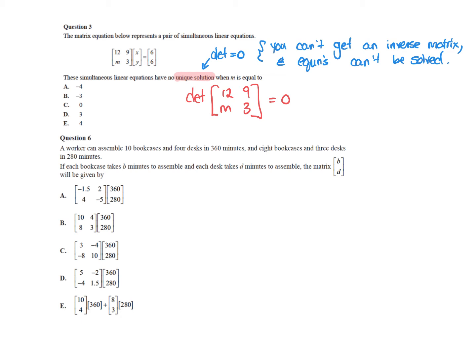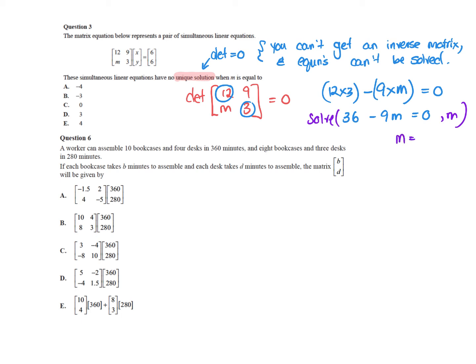So remember, how did we work out the determinant? Remember we did AD, 12 times 3 minus 9 times m, and we have to say that equals 0. Okay, so then you've got 36 minus 9m equals 0. If you're not very good at equations, I encourage you just to use your solve function. That's fine. And what do we get? We get m will have to equal 4. So there's my answer. If I want that not to be able to work, m has to equal 4.